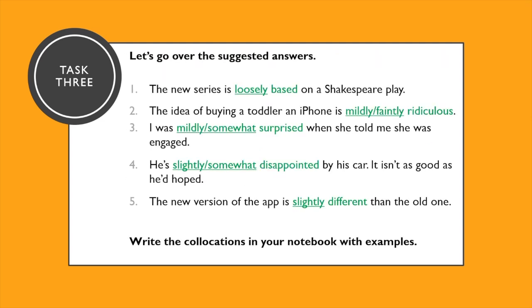Let's take a look at some of the suggested answers. There might be other adverbs that work in these examples, so if yours is not here, then you can check in a dictionary or check with a teacher to see if your collocation is a natural one. So for number 1, we have loosely based. Number 2, we can say mildly or faintly ridiculous. Number 3, we can say mildly or somewhat surprised. For number 4, we can say slightly or somewhat disappointed. And for number 5, we could say something is slightly different than something else.